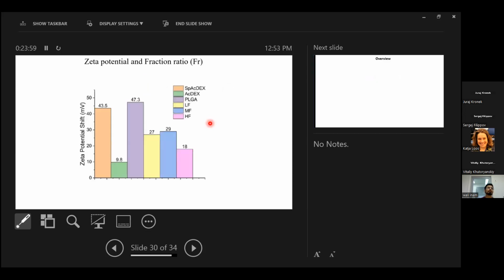This is the overall picture for the fraction ratio experiments, and this is how we observed the shifts in different kinds of polymers. Also in the other type of polymers, the HPMCAS polymers, the three we used, similar shifts were observed.